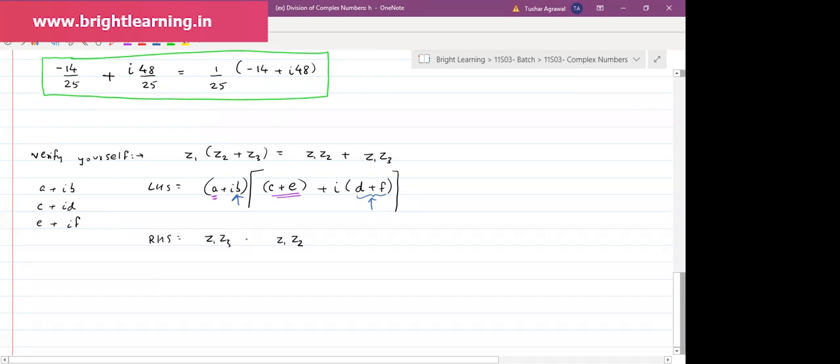Two complex numbers you will get. Add them. You will get again some real part and some imaginary part. Check whether this whole thing is one complex number, and this whole thing is another complex number, if at all they are equal.